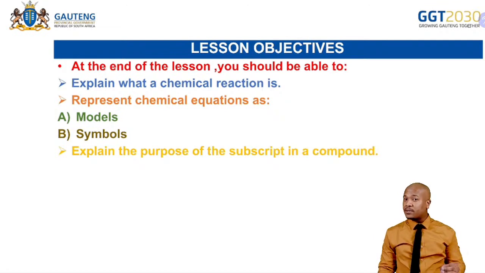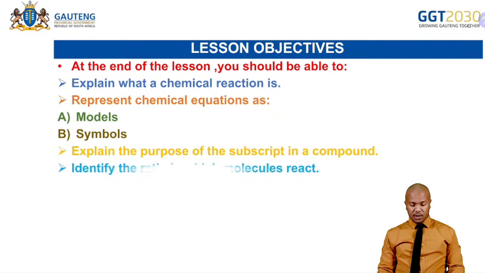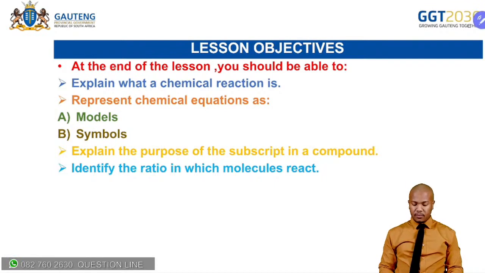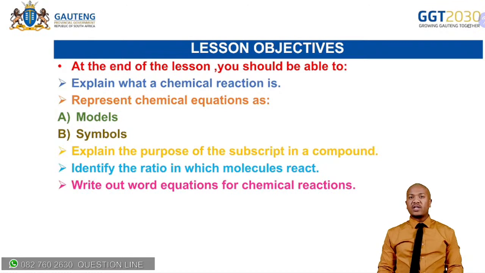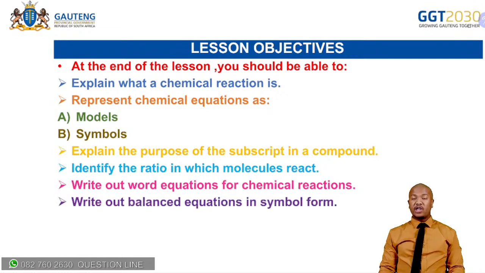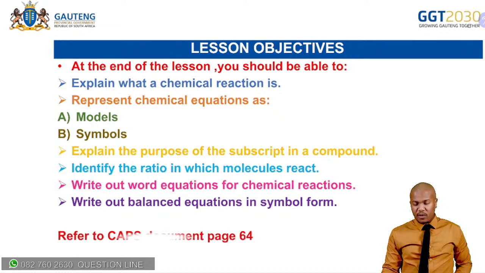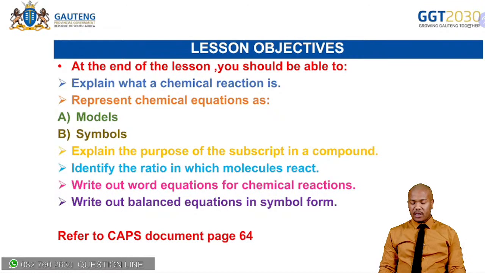Remember, we talked about subscript, right? So we're going to remind each other about subscript as we did in the previous topic. We also need to be able to identify the ratio in which molecules react. We also need to be able to write out word equations for chemical reactions. Lastly, we need to be able to write out balanced equations in symbol form. And all this information, we find it where? From the CAPS document on page 64.